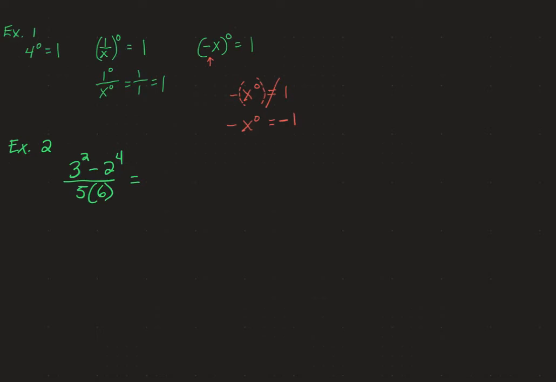We have no bases with exponents that are multiplied. We have a subtraction thrown in there, and we have, well, it's over 5 times 6. That's just a multiplication. So for this problem, we're not going to be using a lot of the rules of exponents that we've been talking about. We're just going to use PEMDAS, order of operations.